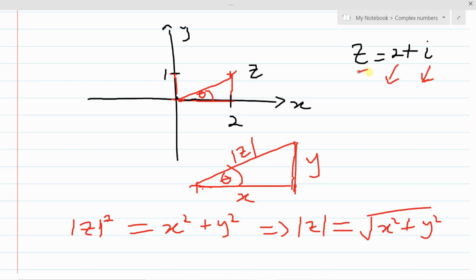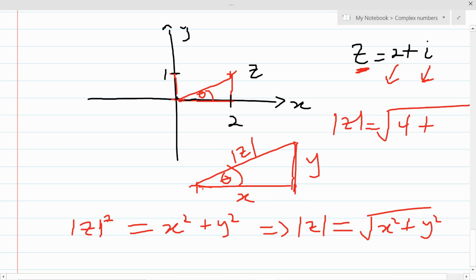So now for this complex number z, the length of z is what? Square root of 2 squared, which is 4, plus the imaginary component, which is 1, so 1 squared is 1, and this will be the square root of 5, and that will be the length of this complex number. I hope you are okay.